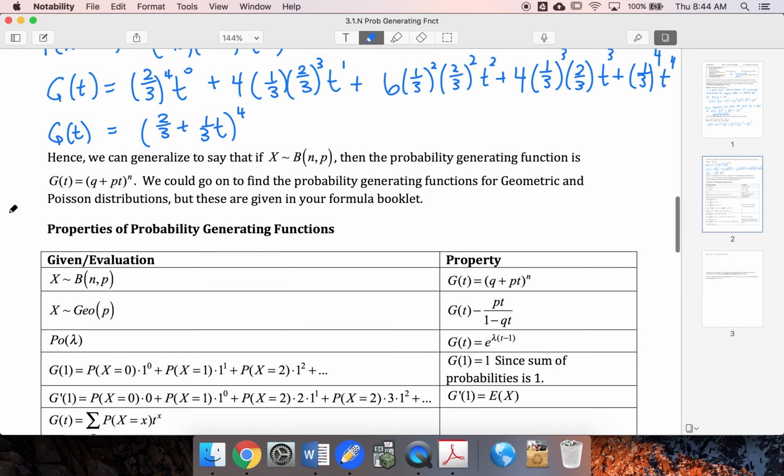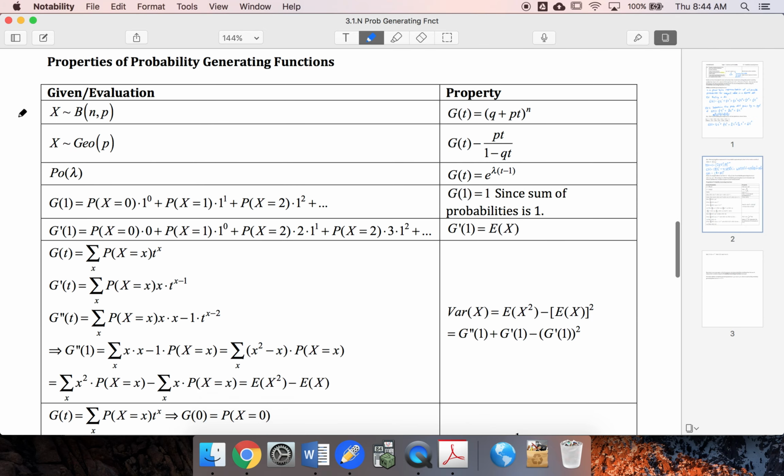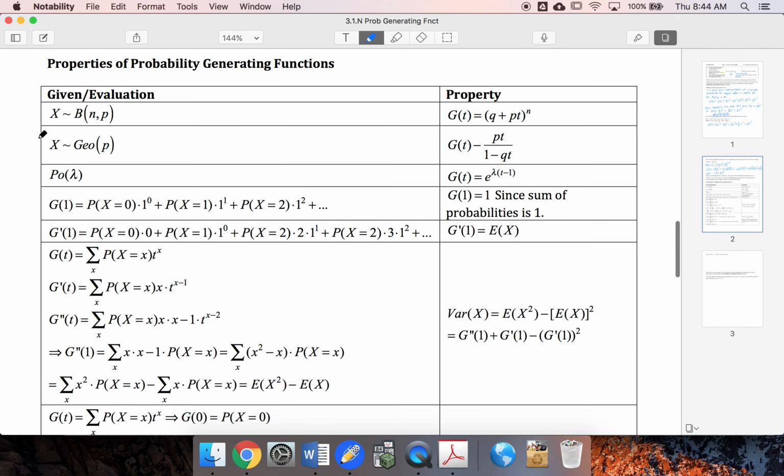There's a whole bunch of other probability generating functions. How handy would it be if these were given in your formula booklet? But of course they're not. So we can think about where these come from. Here is a typo, that needs to be an equal sign. And then in the next video, I'm going to come back and we'll talk about expected values and variances.